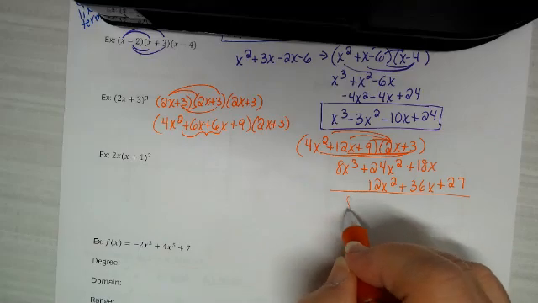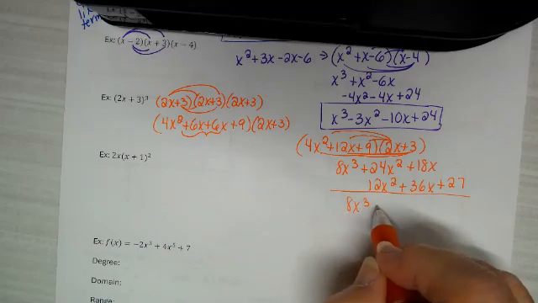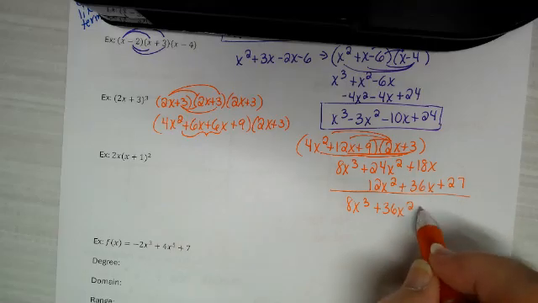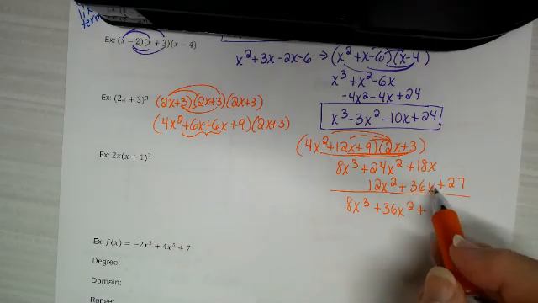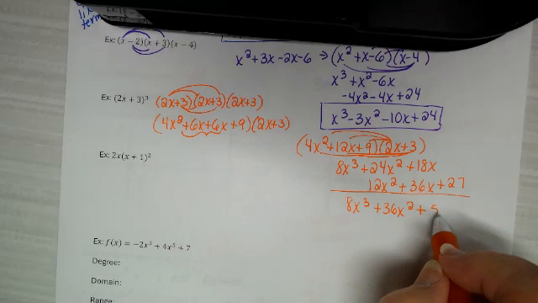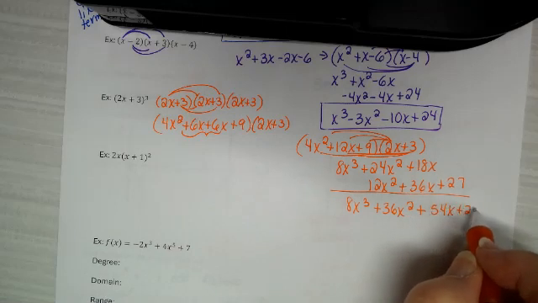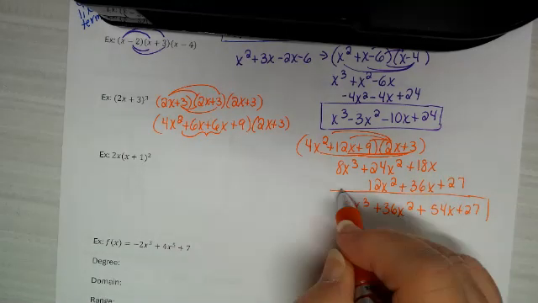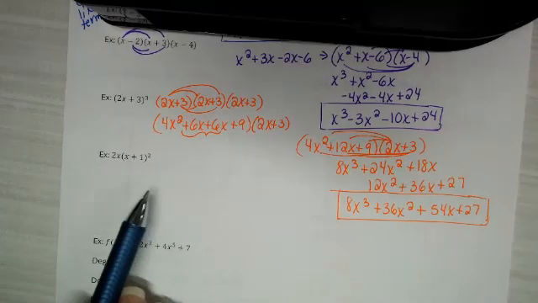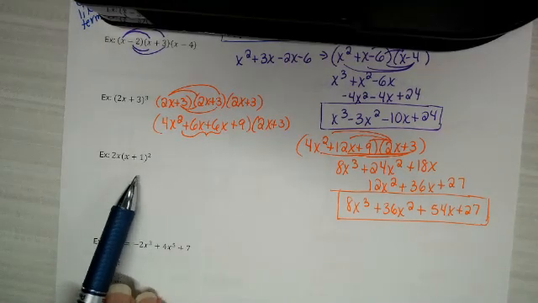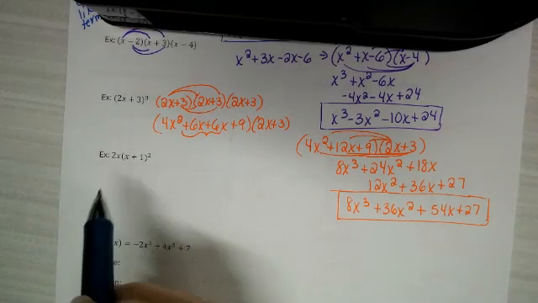So I'm going to combine my like terms. I've got 8x to the third plus 36x squared plus 54x plus 27. So there's a little bit more to that one. We had to multiply the same number times itself 3 times. That's going to make this next one look pretty easy because I only have a squared.